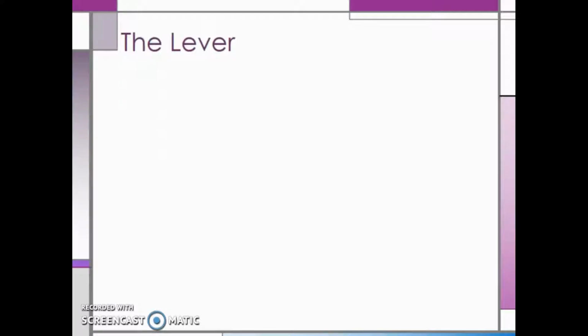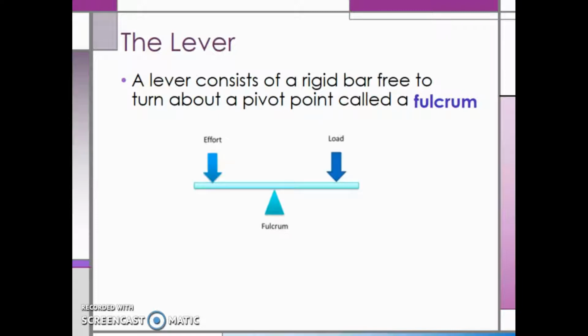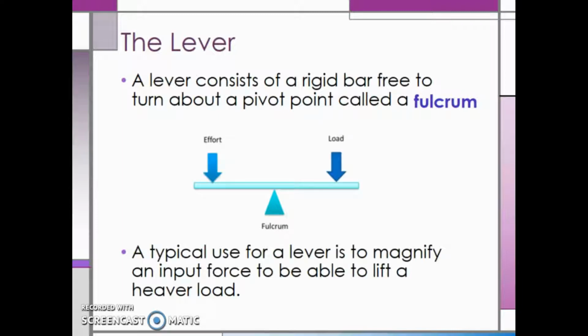In the previous videos, we defined some terms associated with all simple machines. Now we are going to focus our attention on the lever. A lever consists of a rigid bar that is free to turn about a pivot point called the fulcrum. A typical use for a lever is to magnify an input force to be able to lift a heavier load.